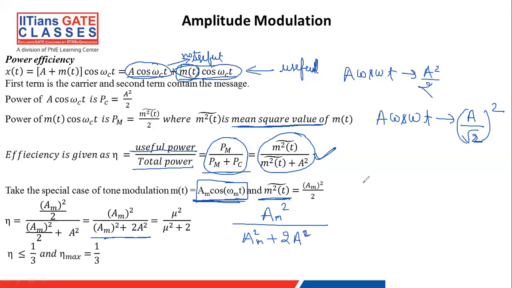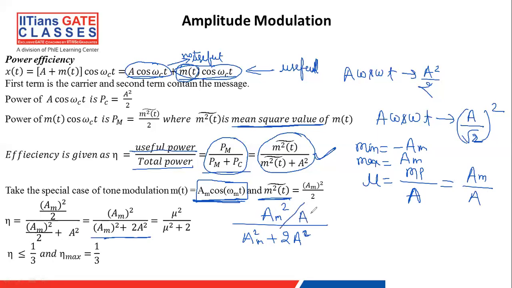Now we also know that mu is mp upon a for the symmetric signal, which has positive and negative magnitude. This m min and m max have the same magnitude. So again, in this case, m min is minus Am and m max is plus Am. So both are the same magnitude, so we can use this formula for mu. So mu is given as mp upon a, and mp is nothing but Am upon a. Now let's take this formula and divide both numerator and denominator by a square.